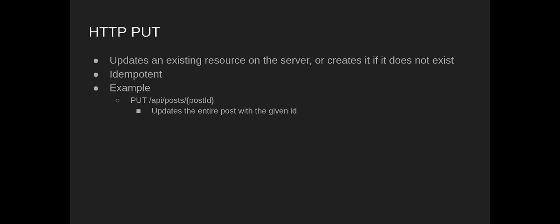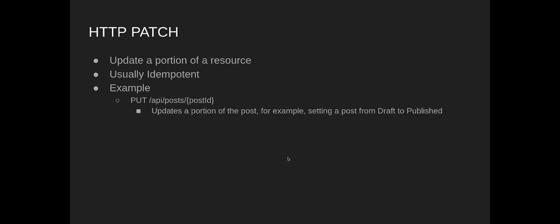Yeah, so you update your entire order to replace the salad with fries. All right, HTTP patch. This updates a portion of the resource. It's usually idempotent. An example would be a patch request to /API/post/postID, and it updates a portion of the post. So we might be moving the post from draft to published.